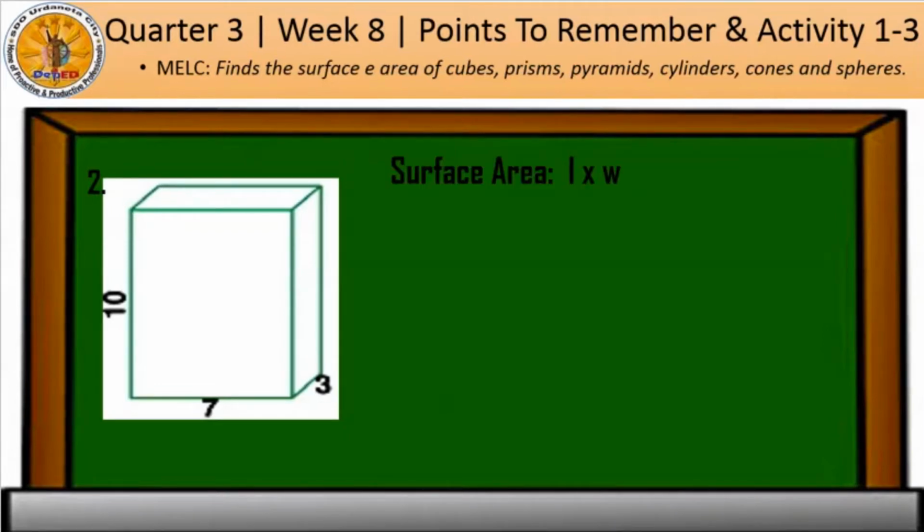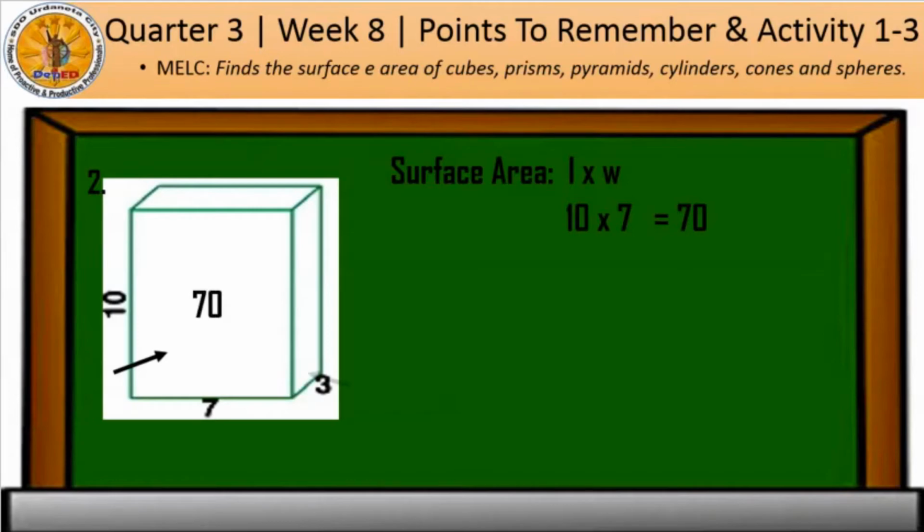Surface area is equal to length times width. So let's start finding the surface area with this face. We have the length and the width. Let's just multiply them. We have 10 times 7. That will give us 70. So the surface area for this face is equal to 70.